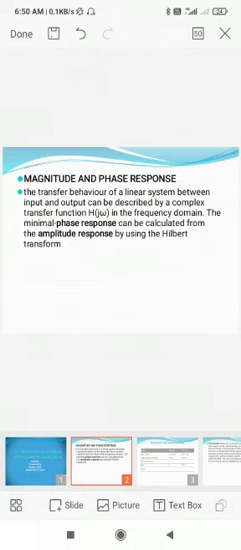The transfer behavior of a linear system between the input and output can be described by a complex transfer function. The complex transfer function is H of j omega in the frequency domain. The minimal phase response can be calculated from the amplitude response by using the Hilbert transform.